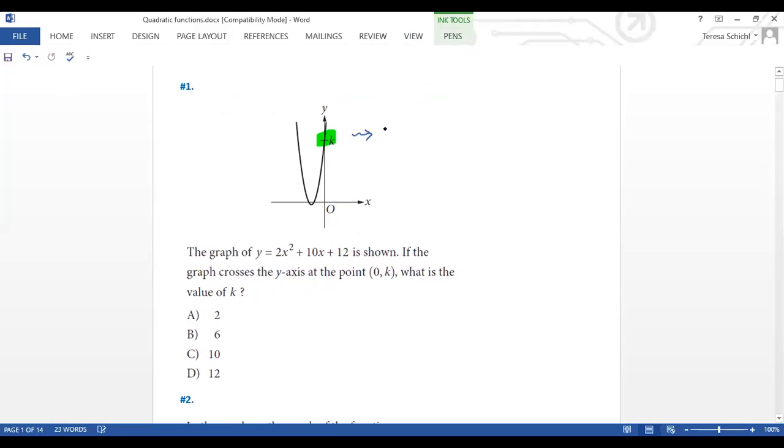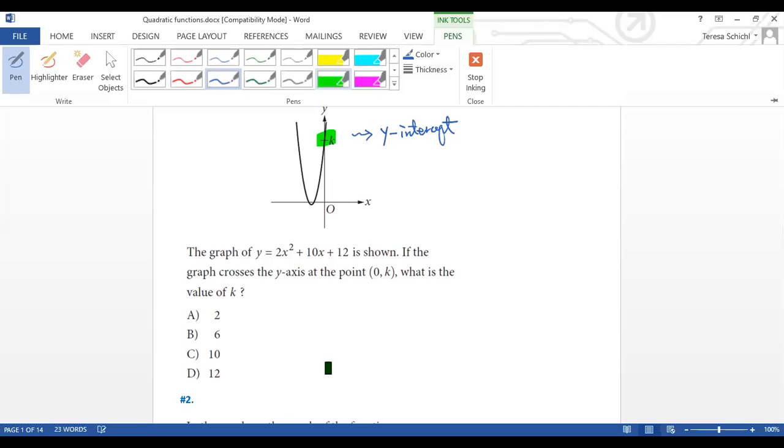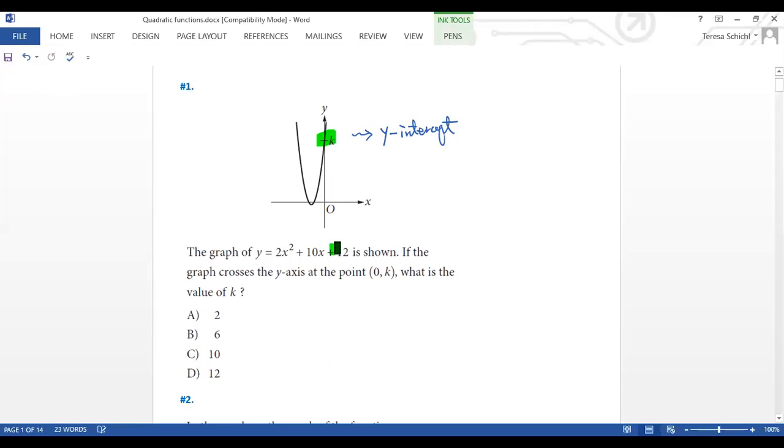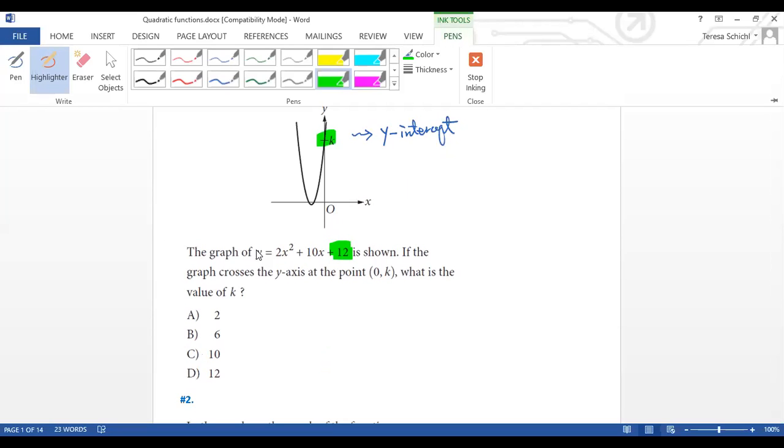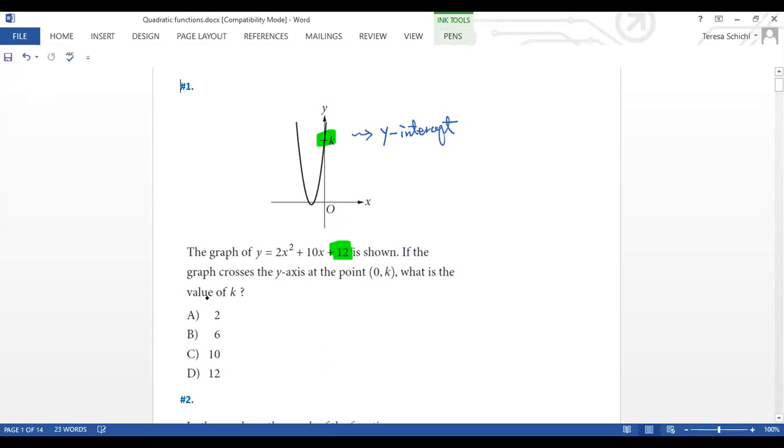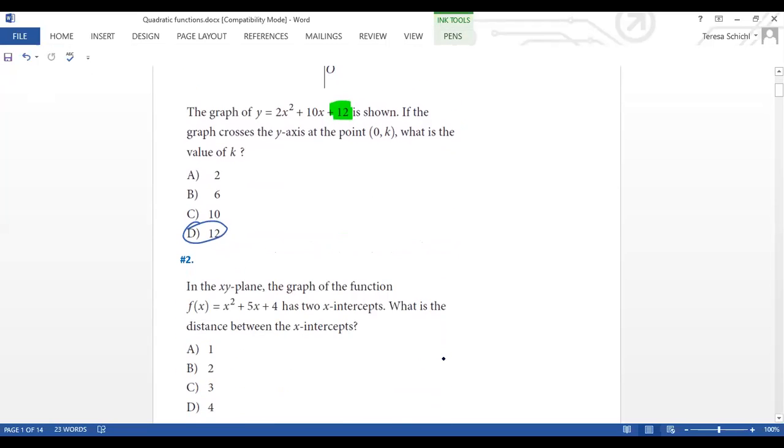This is the y-intercept, right? So which constant is the y-intercept? As in our review, this is the y-intercept, because when x equal to 0, that's the y value, right? So when x equal to 0, it is 0 plus 0 plus 12, right? So what is the k value? The k value is 12. So the answer is this one, right? Okay, so the first problem is pretty easy.